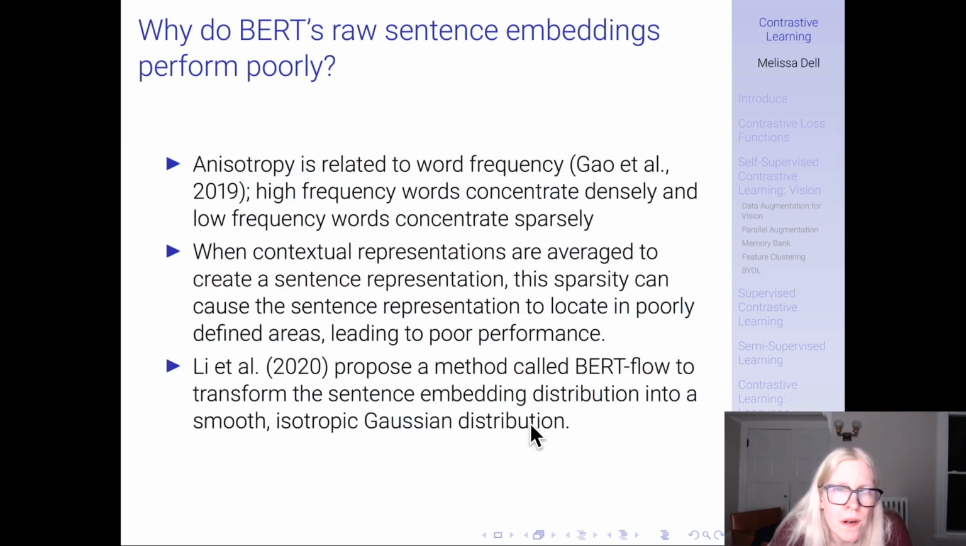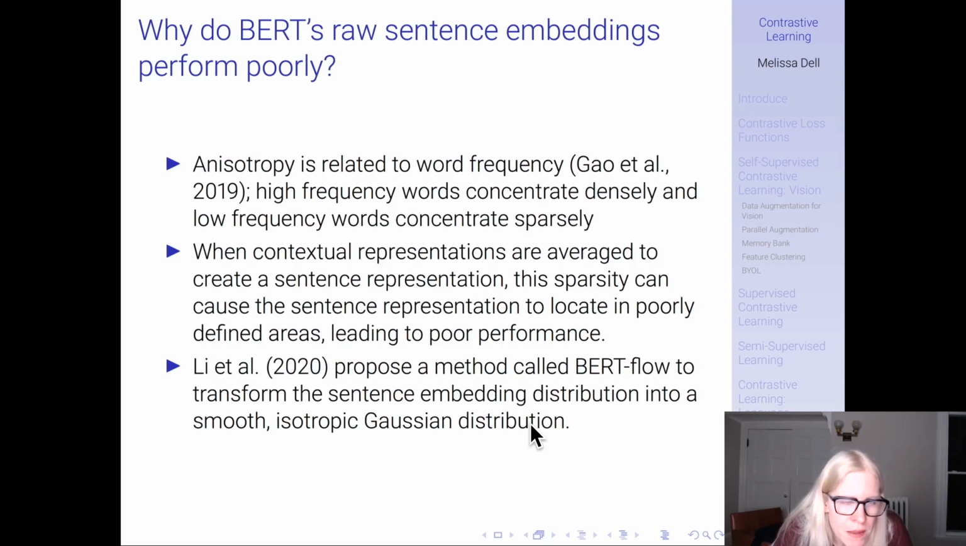And what's more, this is related to word frequency. So high frequency words concentrate densely and low frequency words concentrate sparsely further from the origin. And so when the contextual word representations are averaged to create a sentence representation, or, by sentence, I mean here, it could be literally a sentence, it could be a document representation. This sparsity can cause the sentence representation to locate in poorly defined areas, leading to poor performance.